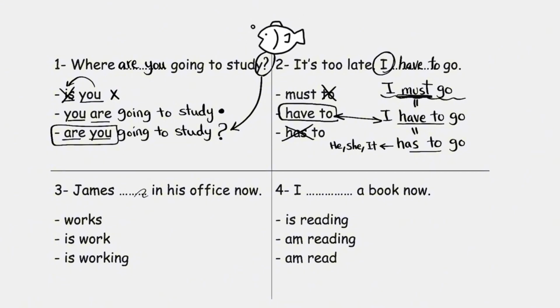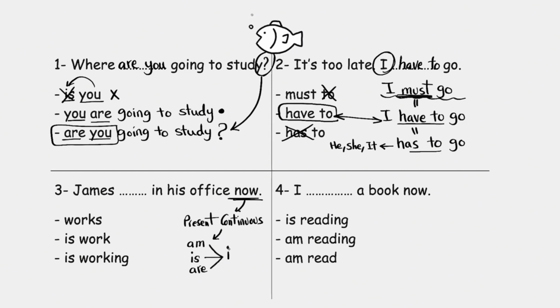James blank in his office now. Now is a keyword here that refers to the present continuous. Am or is or are plus ing. Here is the is plus the ing. So this is the correct answer. Is working. James is working in his office now.